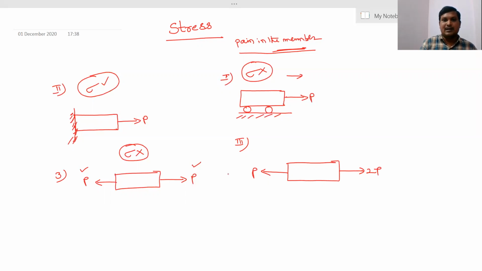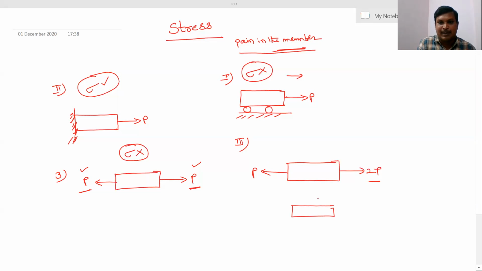So here, there is a P force applied on the left side and 2P applied on the right side. Since there is an unbalanced force generated, in the third case, the left side also has P and the right side also has P. The left side P is balanced with the right side P, so there is no resistance force generated in the member. But in the other case, a 2P force is developed on the right side and a P force on the left side. Definitely an unbalanced force is generated.